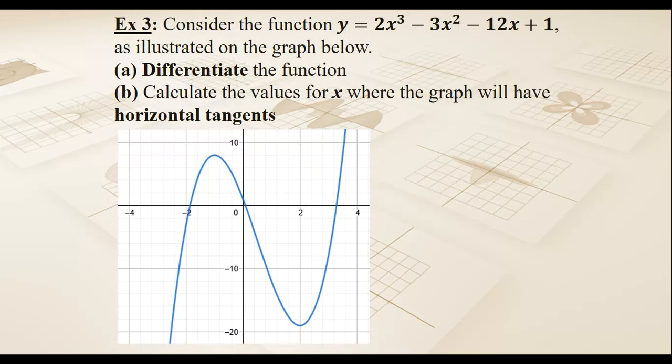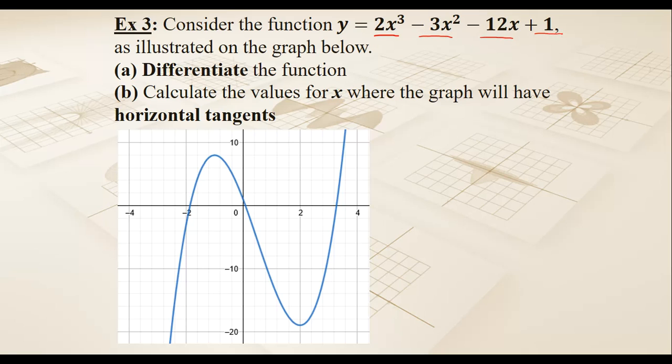Okay, let's finish this off just by applying this rule now. So I have a function y is equal to 2x cubed minus 3x squared minus 12x plus 1. And the first thing I want to do is differentiate this function. Now, the thing to notice up here in terms of how this is different from our previous functions is that there's a bunch of terms, okay? A bunch of separate terms here.